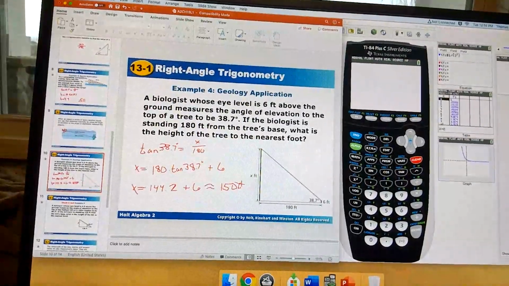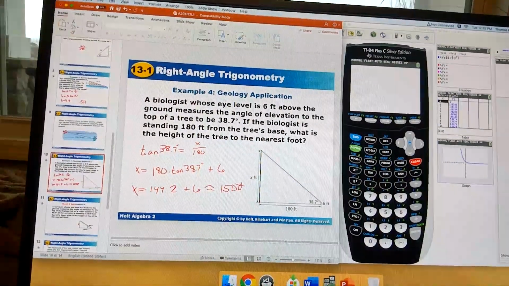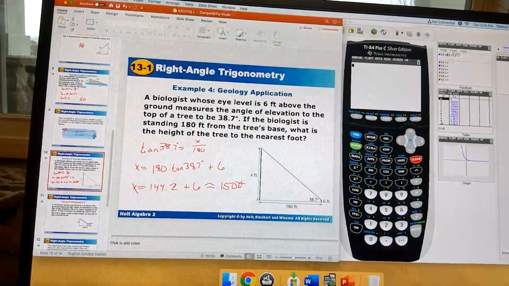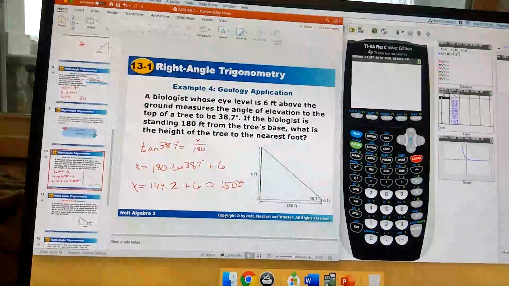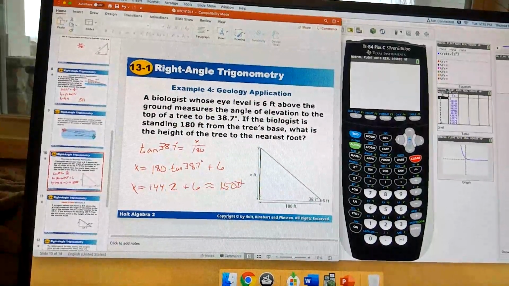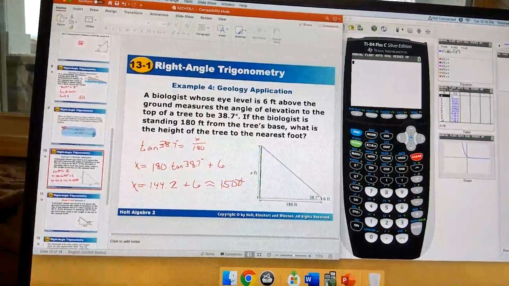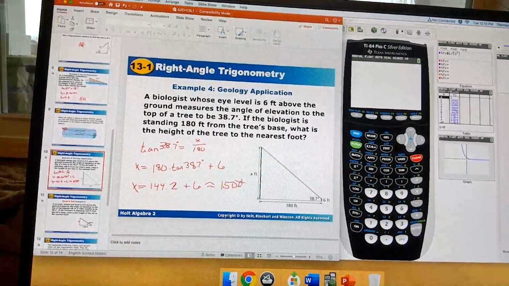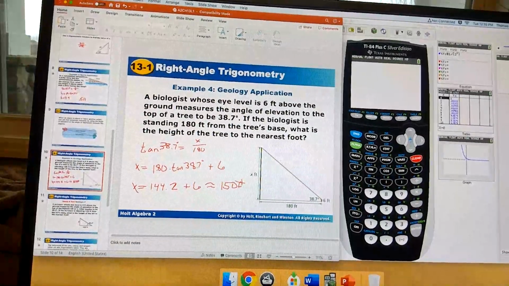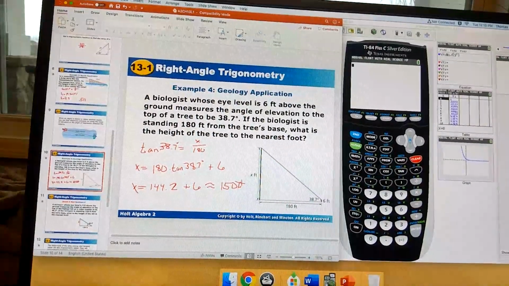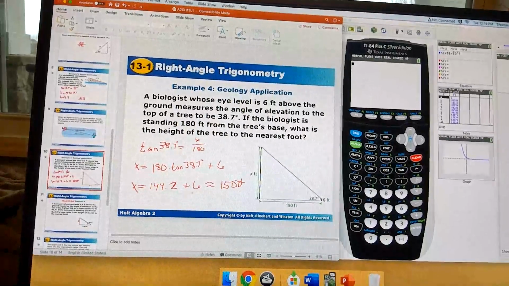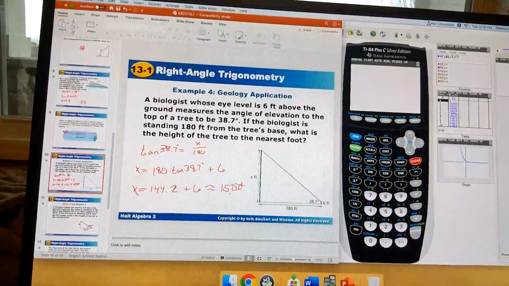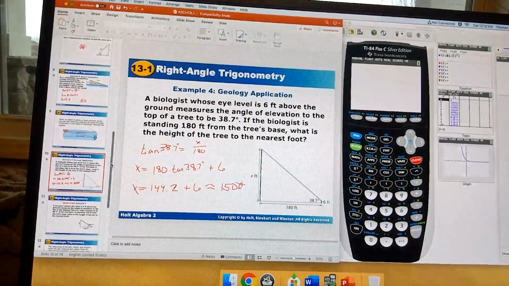All right, looking at another one here. Here's the biologist. Now, this is a sneaky one because the eye is already 6 feet off the ground. So we're going to end up adding that onto our value here. Basically, we're running the triangle right through here, and we're going to have to add that 6 feet on. In this case, we want to know the opposite, and we know the adjacent. So we set up the tangent of 38.7. Crisscross multiply there. Here we go. 180 times tangent of 38.7 gives you 144.2. So when you add it to 6, you get 150.2. But again, it did say to the nearest foot, so we'd say about 150 feet.